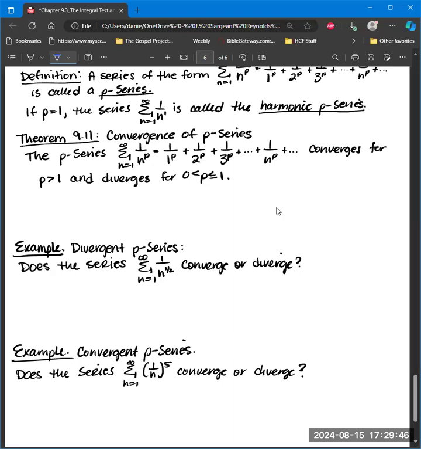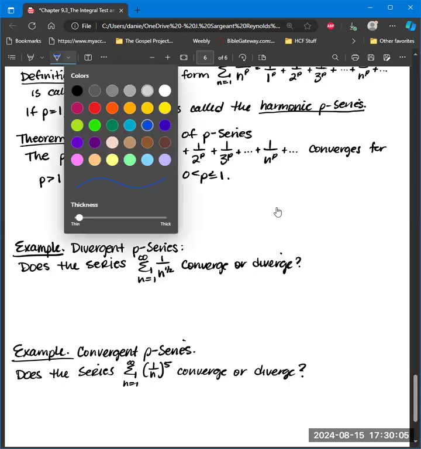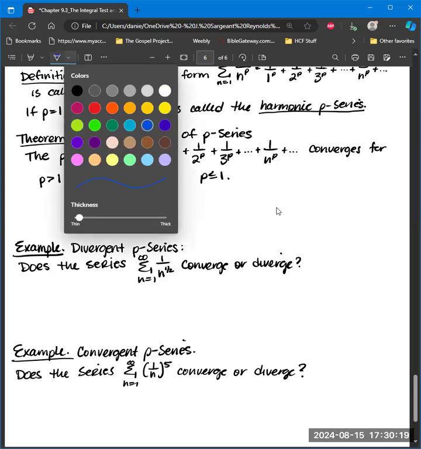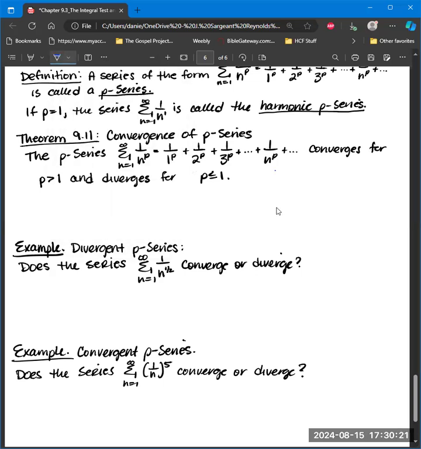And I kind of talked about that a little bit ago. Actually, usually we just say p less than or equal to 1, because if it's negative, then it's going to go up here, and that's going to go to positive infinity. We can actually just say p less than or equal to 1, like the textbook does. Because a negative exponent in the denominator is going to go to the numerator, and then it's going to blow up to infinity.